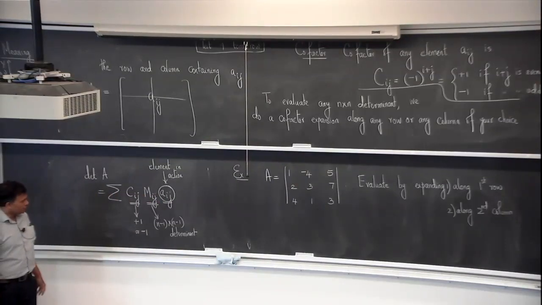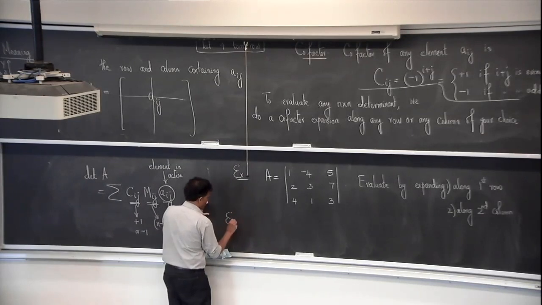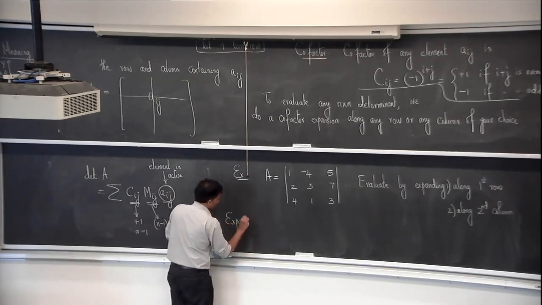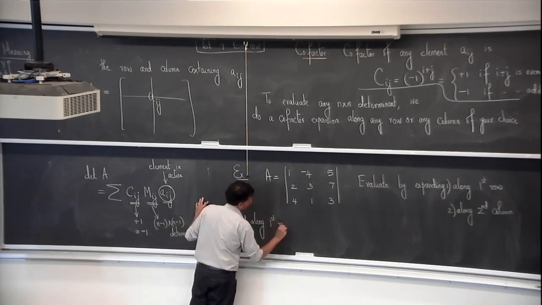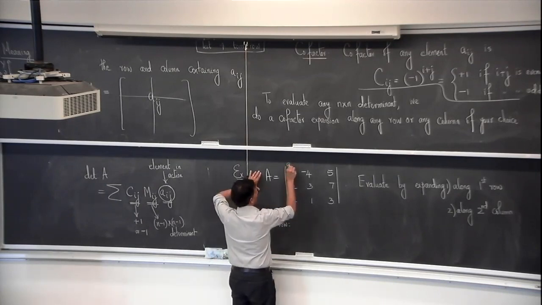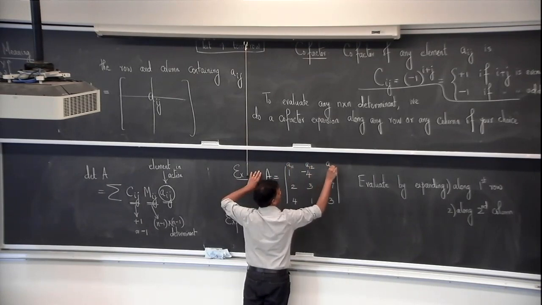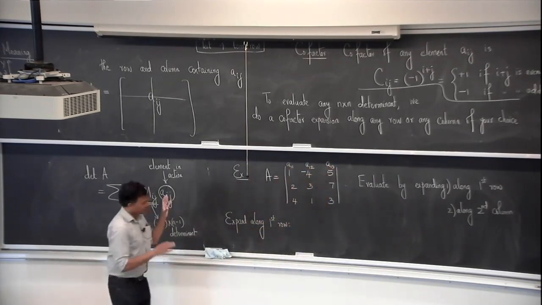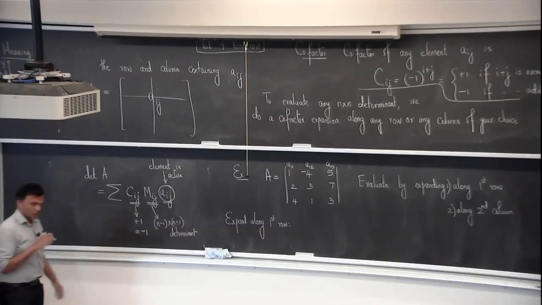All right, so for the first example, I'm going to pretend that you have never seen this thing in your life, so I'm going to go slow with this. Expand it on the first row. The first row elements are A11, A12, and A13. Those are the elements.